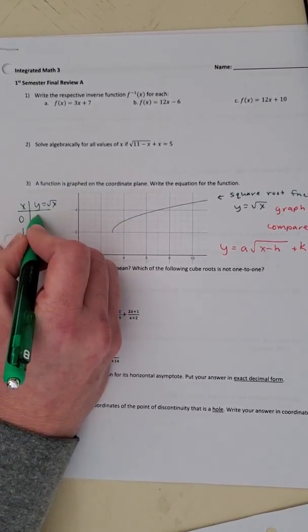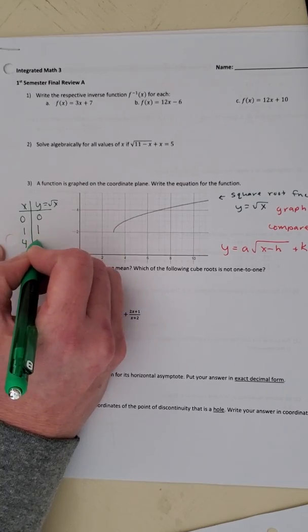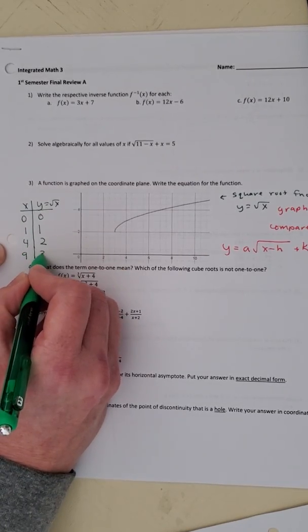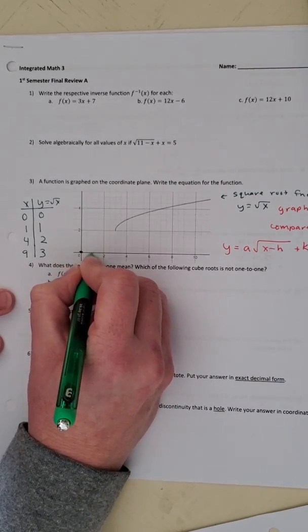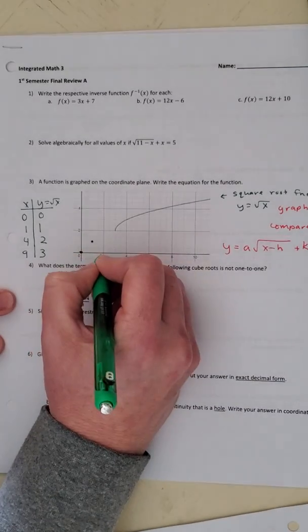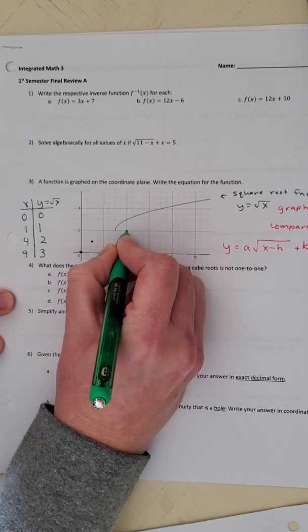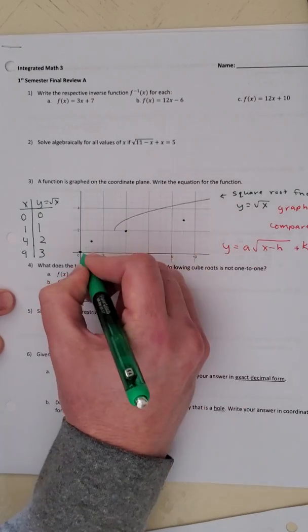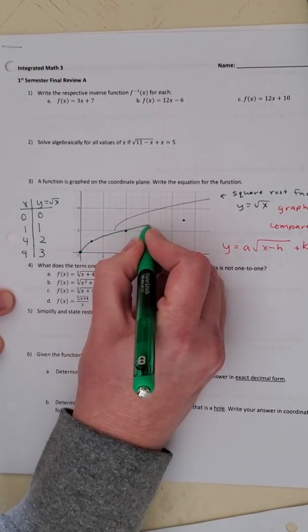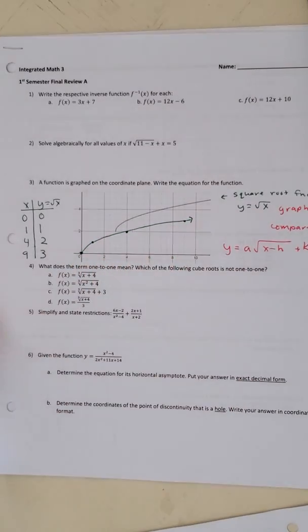The square root of 0 is 0. The square root of 1 is 1. The square root of 4 is 2. The square root of 9 is 3. So I'm going to graph my parent, which is (0, 0), (1, 1), (4, 2), and then (9, 3). And so my parent function is right here.